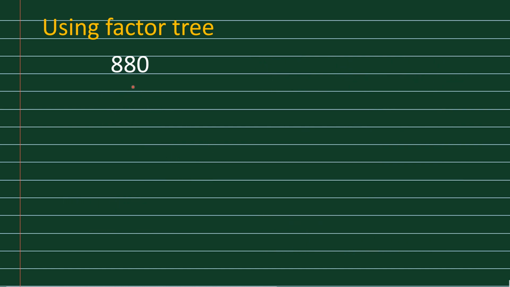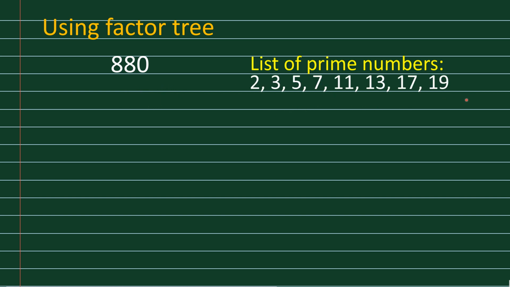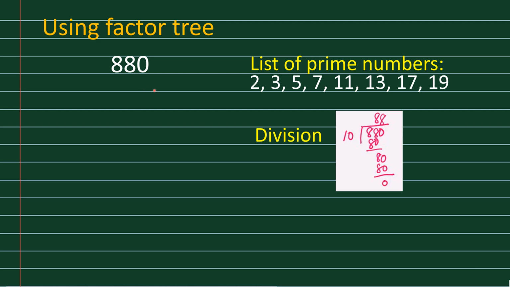Let's factor 880. Here's the list of prime numbers again from 1 to 20. 880 ends with 0, so we can divide it by 10. Dividing 880 by 10, because this is divisible by 10, we get 88. Therefore, we can factor this to 10 times 88.